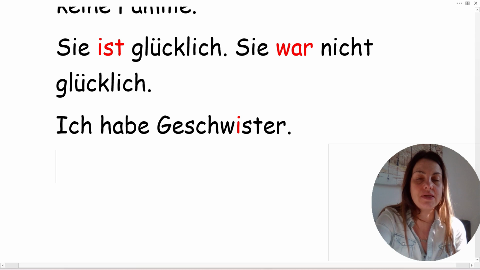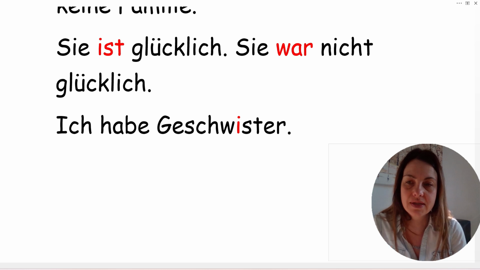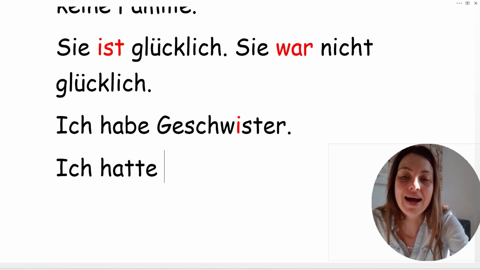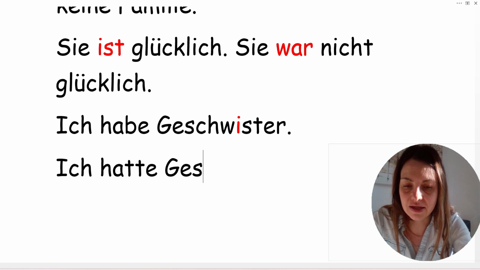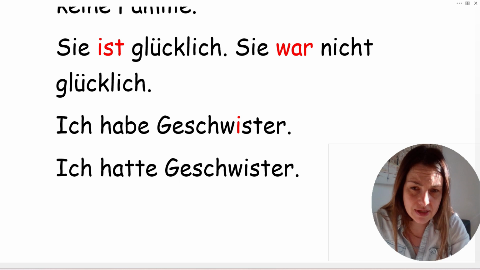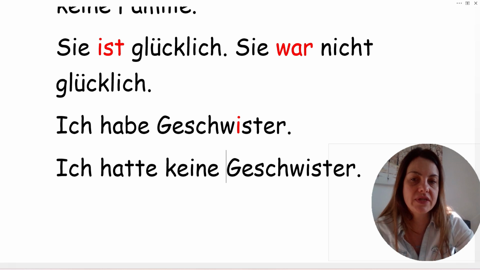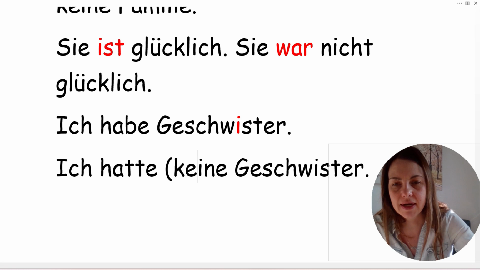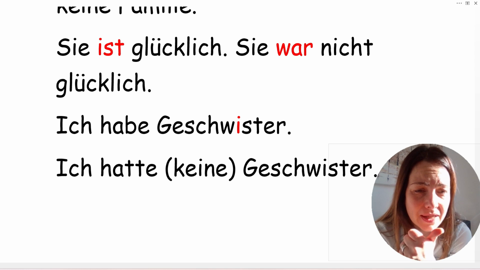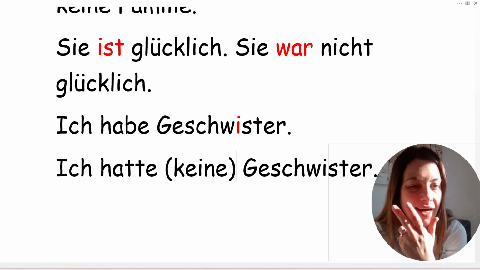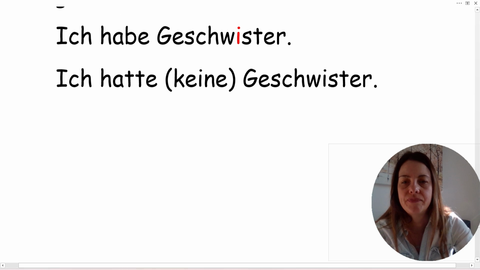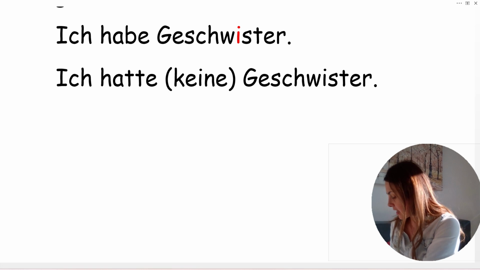How will we put this sentence into past tense and to say I didn't have siblings? Or I had siblings. Ich hatte. Ich hatte Geschwister, meaning I had siblings. I didn't have any siblings. Ich hatte keine Geschwister. So we put keine here to make negative sentence. Ich habe, jetzt, I have now. Ich hatte, I had, or ich hatte keine, I didn't have. Geschwister.